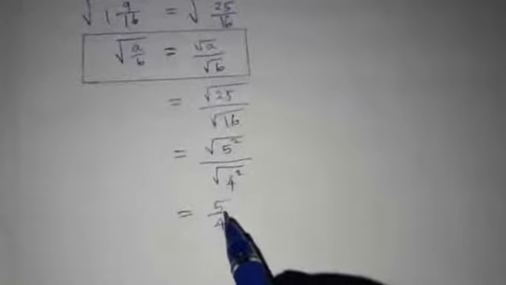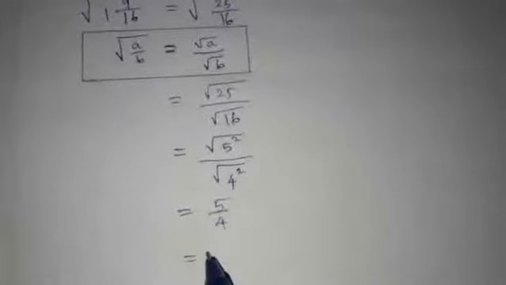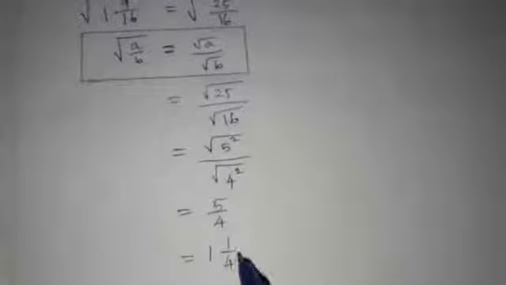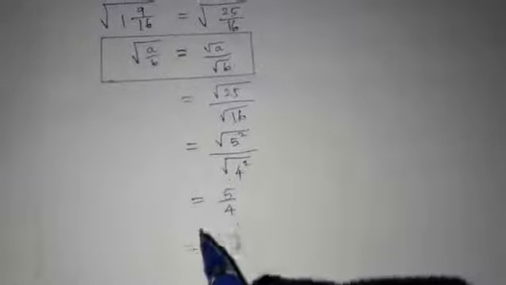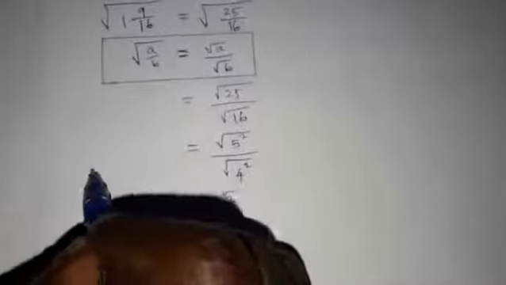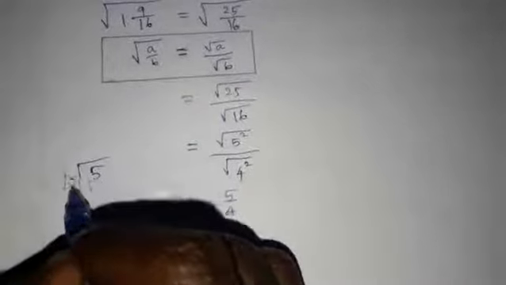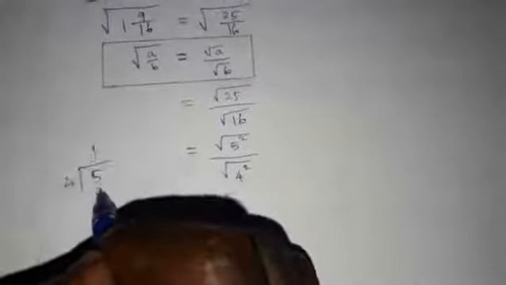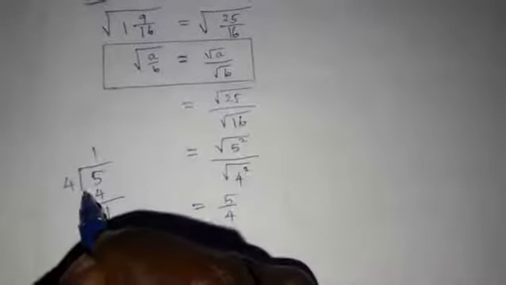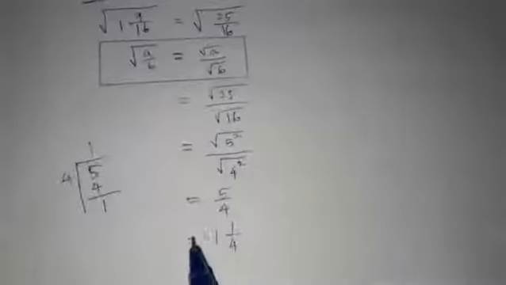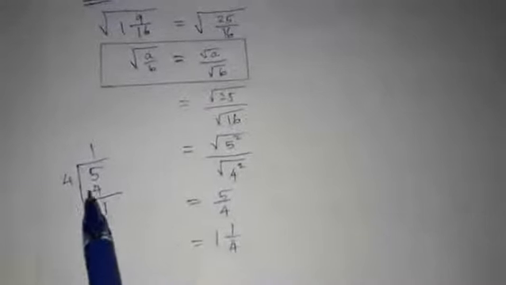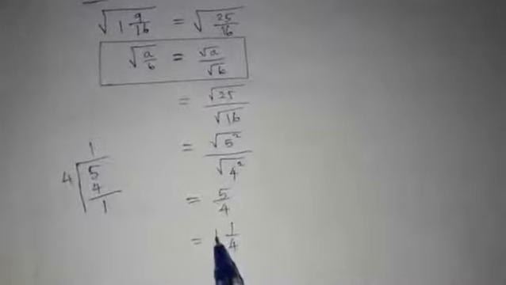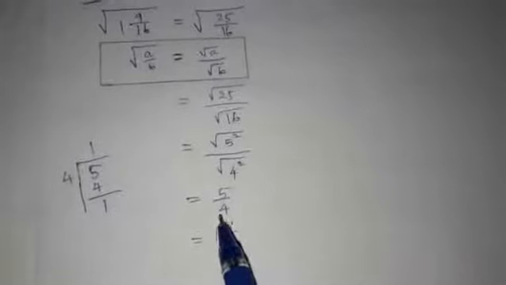5 by 4 can be written as 1 and 1 by 4. This is the answer for this question. When we divide 5 by 4, 1 times 4 is 4. The remainder is 1. This is the quotient 1, this is the remainder 1, and this is the divisor 4. This is the form of a mixed fraction.